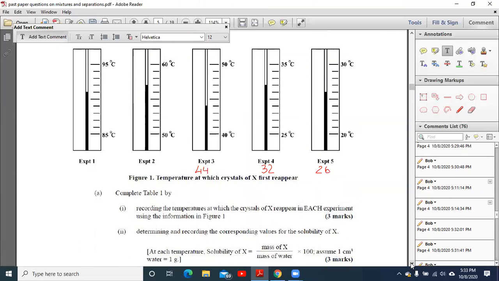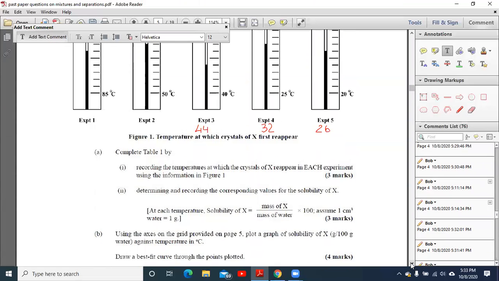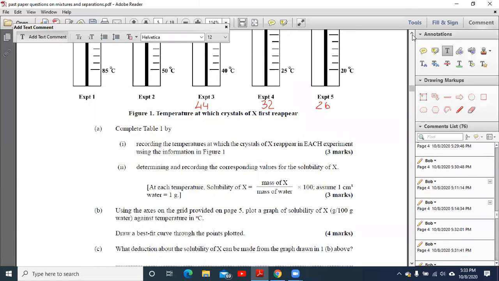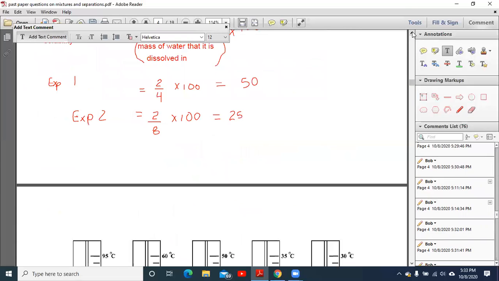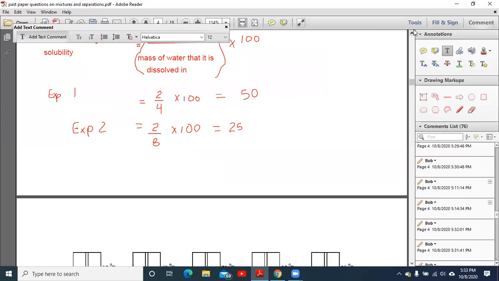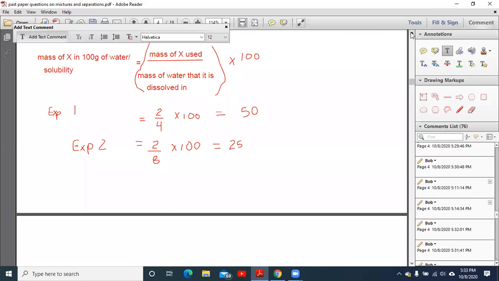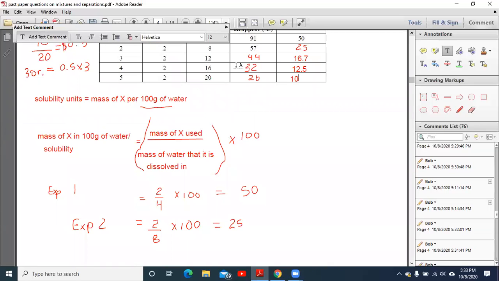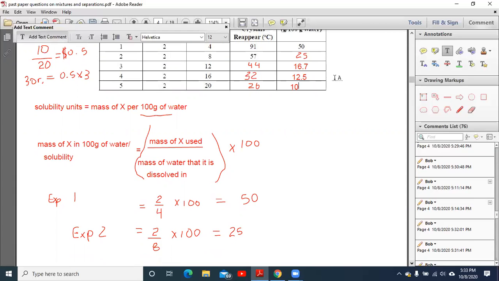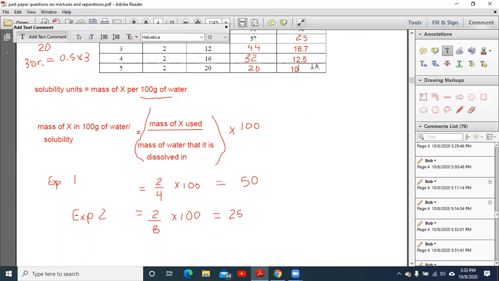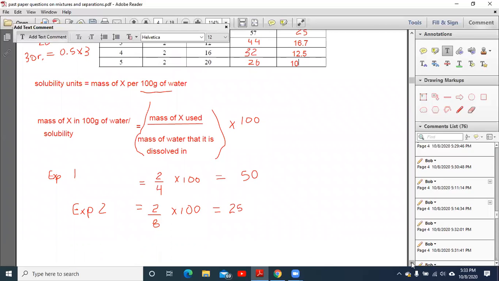Part 2 in E. Let's just note that this equation is at a particular temperature because the solubility changes at a particular temperature. You see at each temperature, the solubility changes. So you can't use the solubility you got at one temperature and apply it to a situation where your solution is at another temperature.